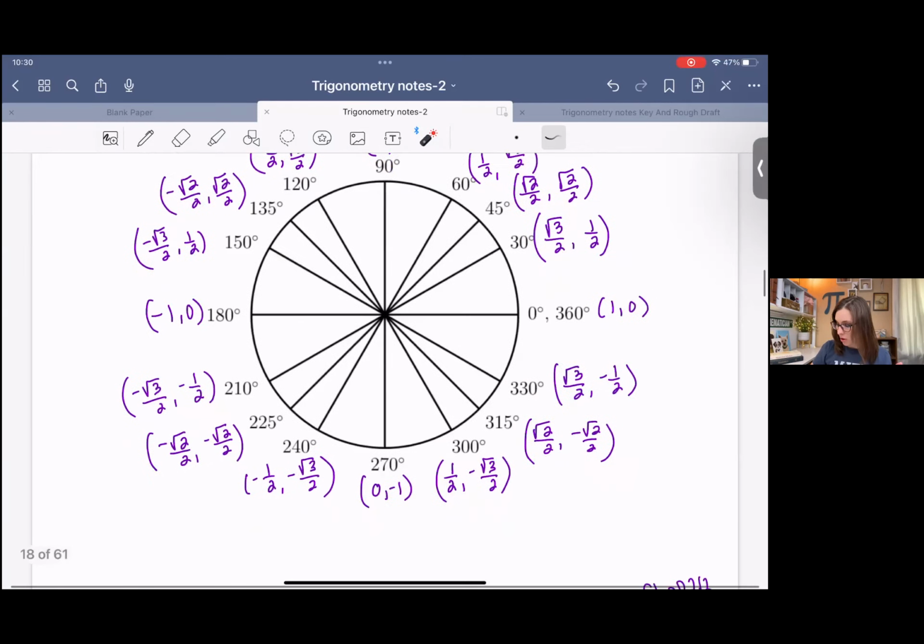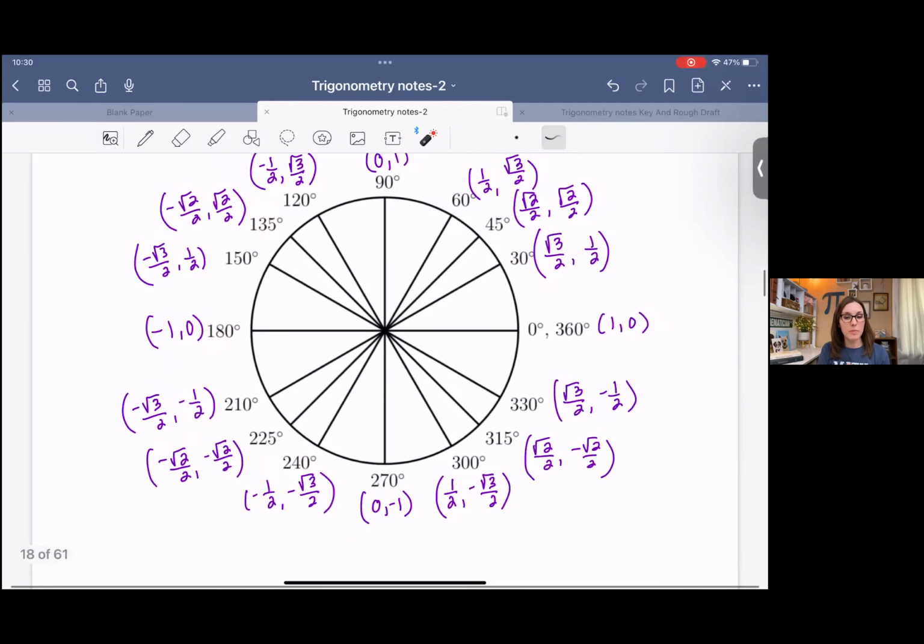Again, this is something you're going to be using over and over and over. So I recommend that you keep this handy or at least be able to generate it yourself.